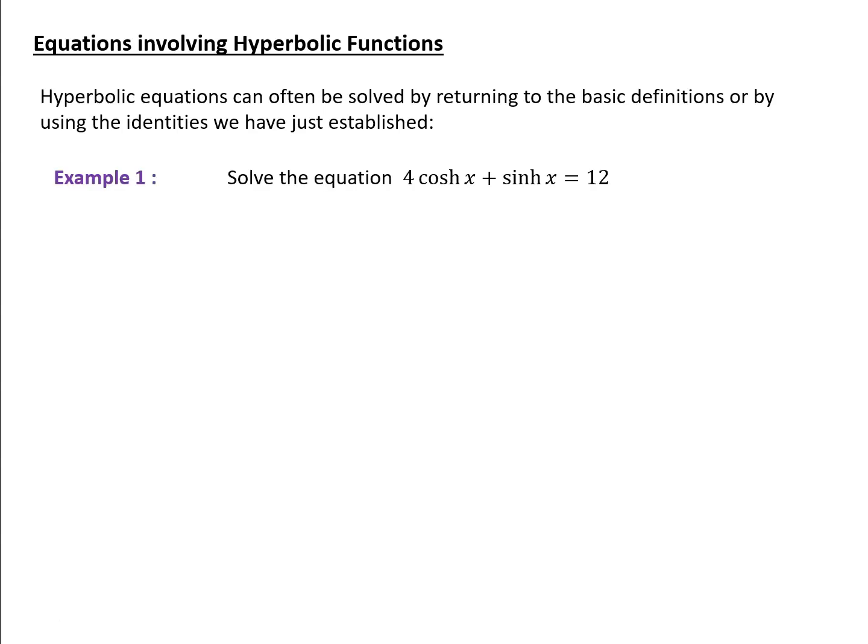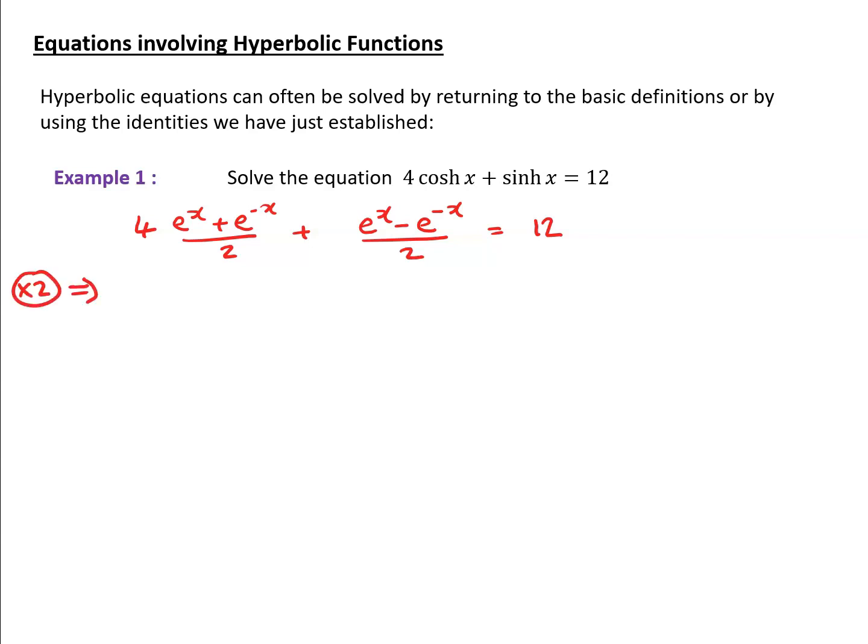Solve the equation 4 cosh x plus sinh x equals 12. Well, we can rewrite that straight away in terms of e to the x's. We've got 4 lots of e to the x plus e to the minus x over 2, which is cosh x, plus e to the x minus e to the minus x over 2, which is sinh x, must equal 12.